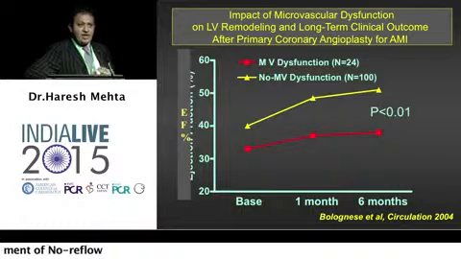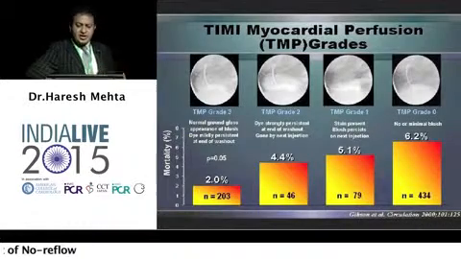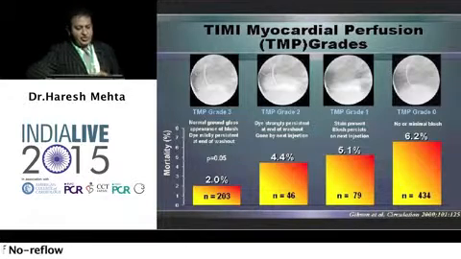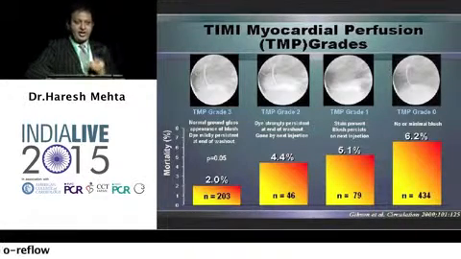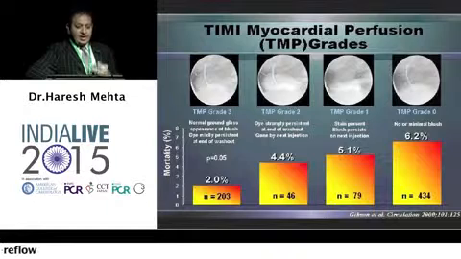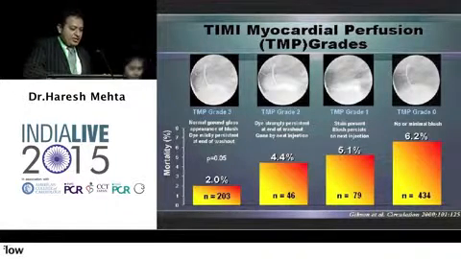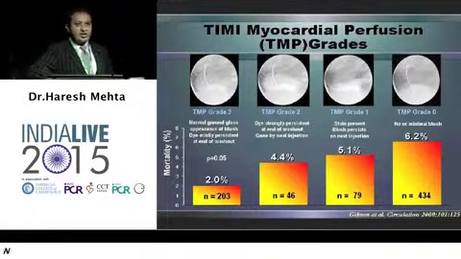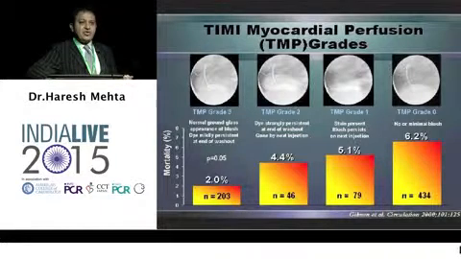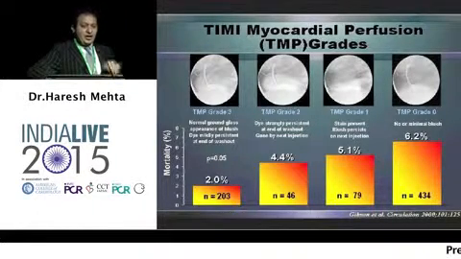So no reflow has late sequelae. Even the TIMI perfusion grade, if you see TIMI grade 3, grade 2, grade 1, grade 0, grade 0 has the highest mortality and grade 3 has the lowest mortality. So we have to establish flow quickly and a brisk flow.